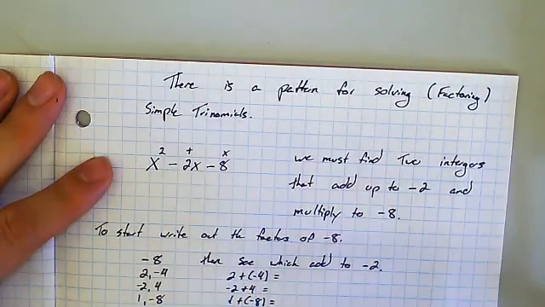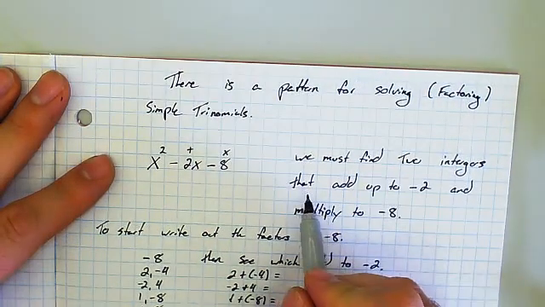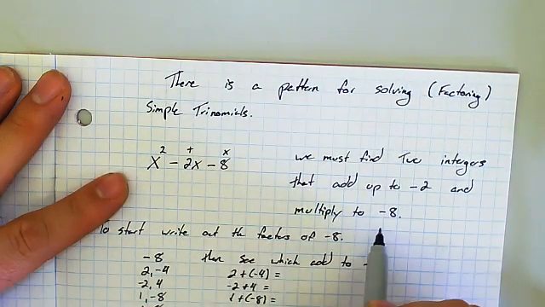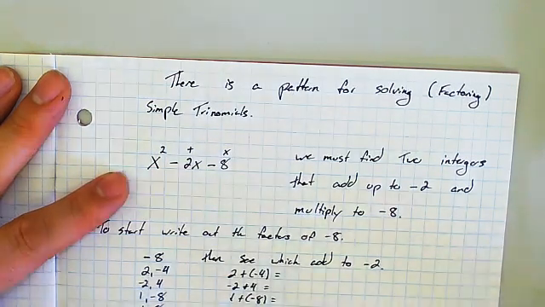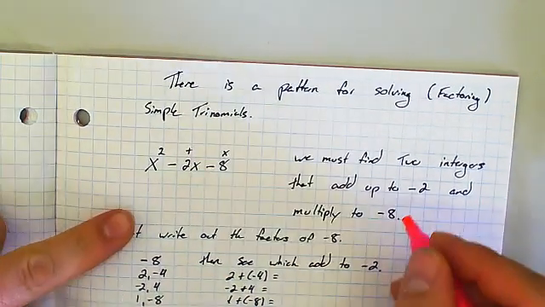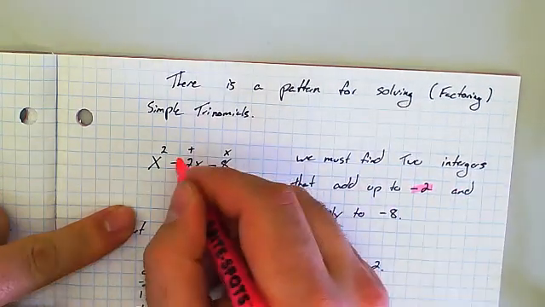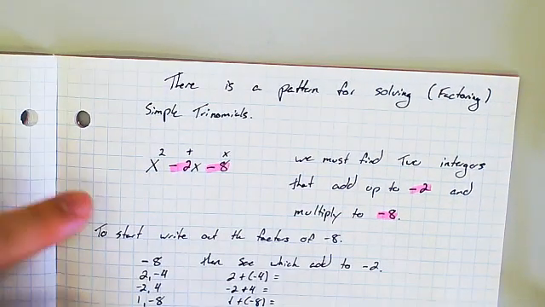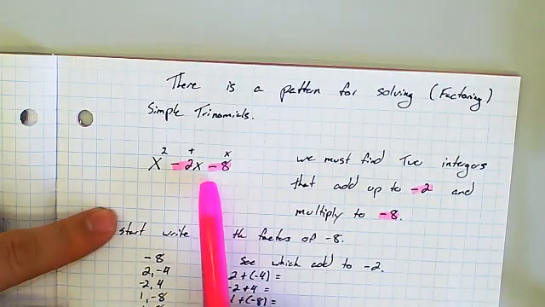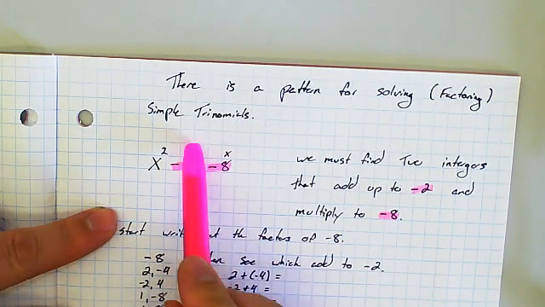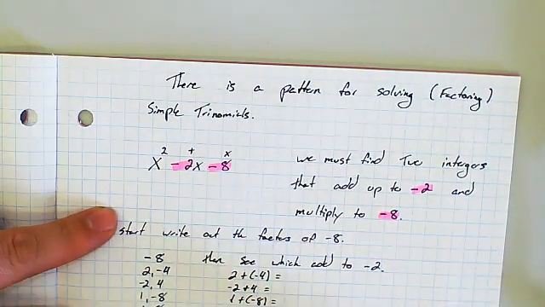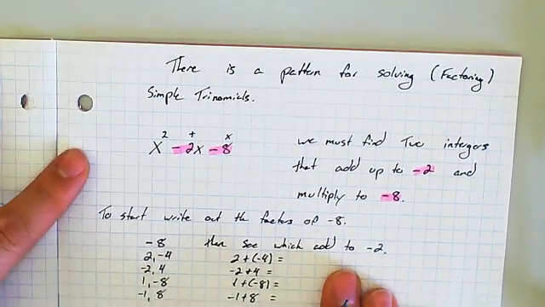The trick when doing these is we must find two integers, either a positive or negative whole number, that add up to our middle term and that multiply to our last term. In our case, they add up to negative 2 and they multiply to negative 8. Again, the numbers will change for the example, but the terms will not. So you're always going to add up to your middle term and multiply to your last term. That's the important part.